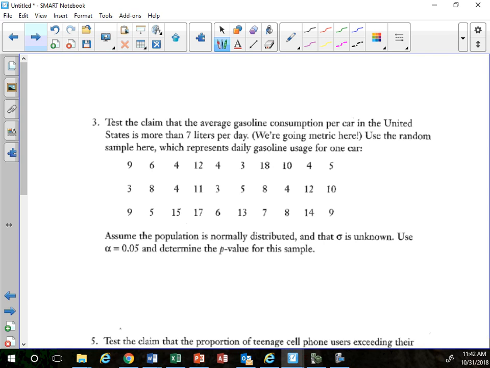We want to test the claim that average gasoline consumption per car in the U.S. is more than 7 liters per day. I don't know who buys gas in liters around here, but that's okay. We're going to use this random sample that we have, which represents daily gasoline usage for one car. Okay? So, do you think this is a means or a proportion problem? Means, okay? Do we know sigma? No. So what kind of test do you think we're doing? Okay. So that's the very first thing I want you to identify.